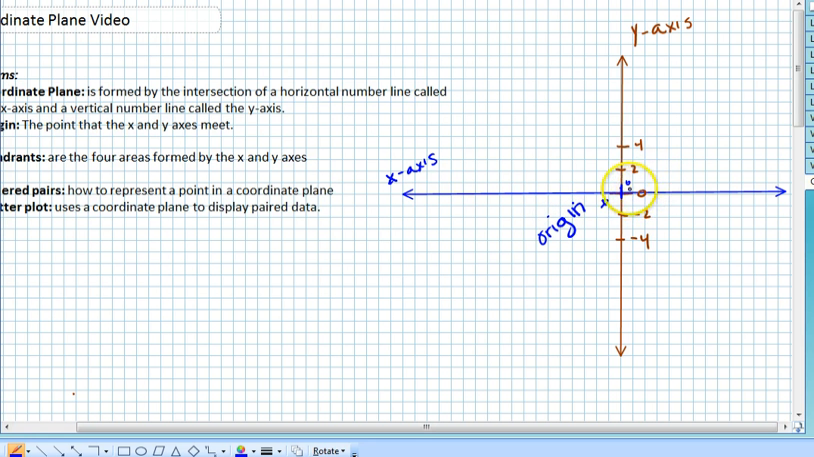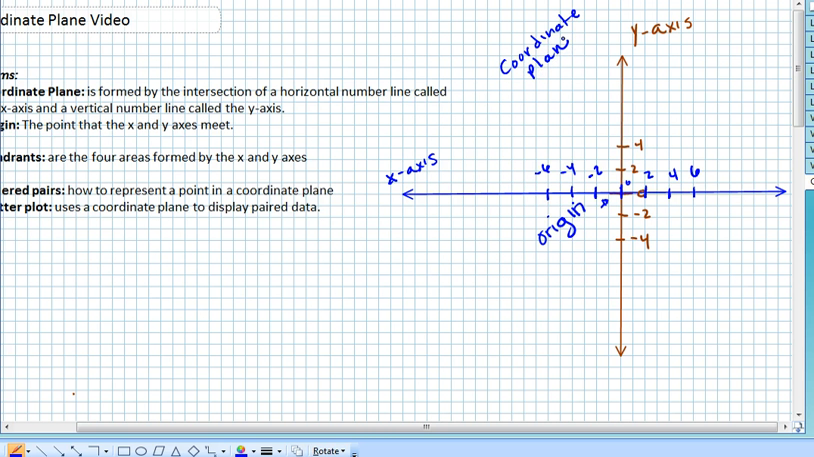My x-axis has a number line as well. This would be 1, 2, 3, 4, 5, 6, and so on. Notice to the right, my numbers are positive. To my left, I'm going to have negative 1, negative 2, negative 3, negative 4, negative 5, negative 6, and so on. My x and y axes form what we call the coordinate plane.